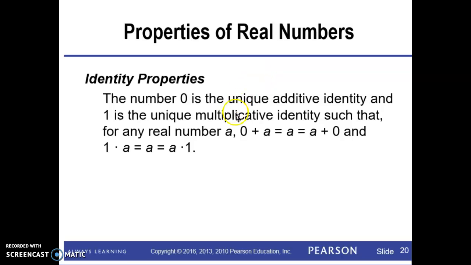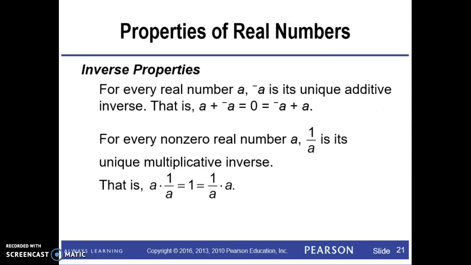All right, then we have the identity. Here's the additive identity, which is 0. If I add 0 to anything, it keeps its identity. Same is true for real numbers. For multiplication, the identity is 1. And if I multiply 1 by anything, it doesn't change its identity. True for real numbers, just like it was for the integers and the whole numbers.